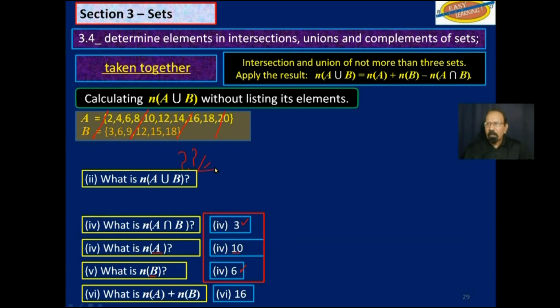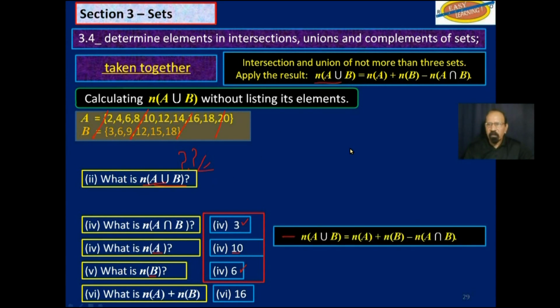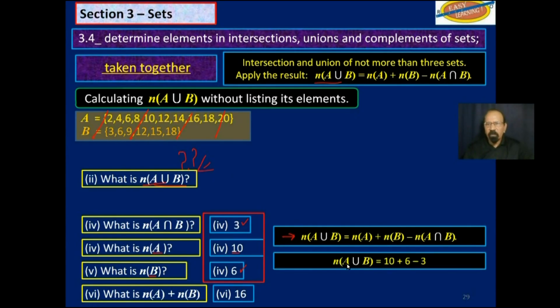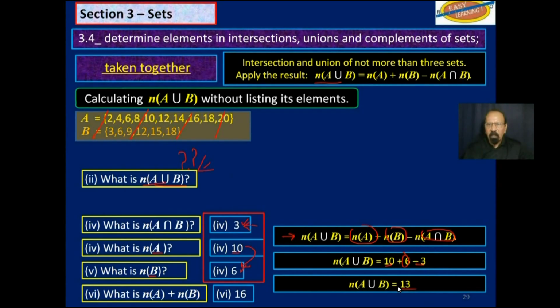How will we get the cardinality of A union B? Well, we will use the formula we have up here, which is this. We substitute the numbers we are given. 10, that's this, plus 6, which is that, minus 3, which is this. So 10 plus 6, and then we minus that 3, and we get 13. So the answer to this here is 13.